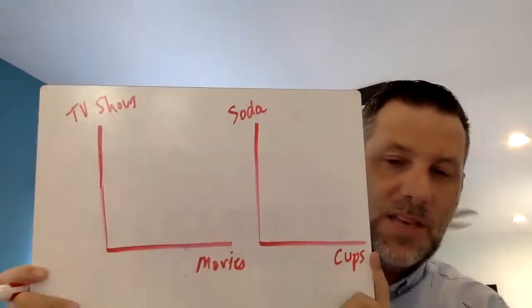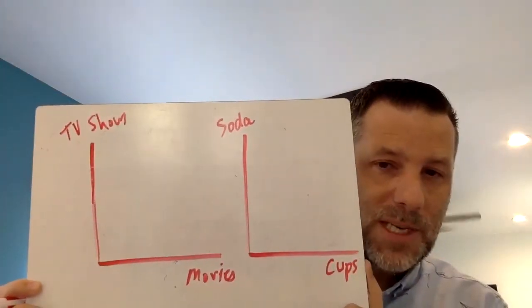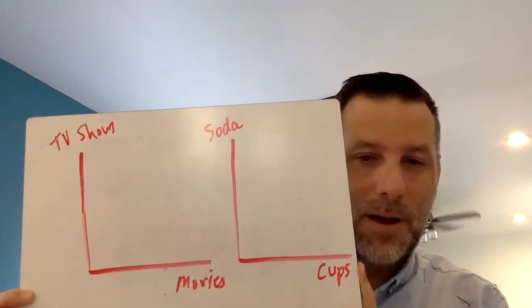Now, I've got a couple of examples here. So I've got TV shows and movies on one PPC, and then I've got soda and cups on the other PPC. So if we're talking about TV shows and movies, they use the same resources, right? Actors, directors, cameras, writers. So they use the same resources, but a TV show is shorter, so you could produce 4 or 5 TV shows for each movie that you make.